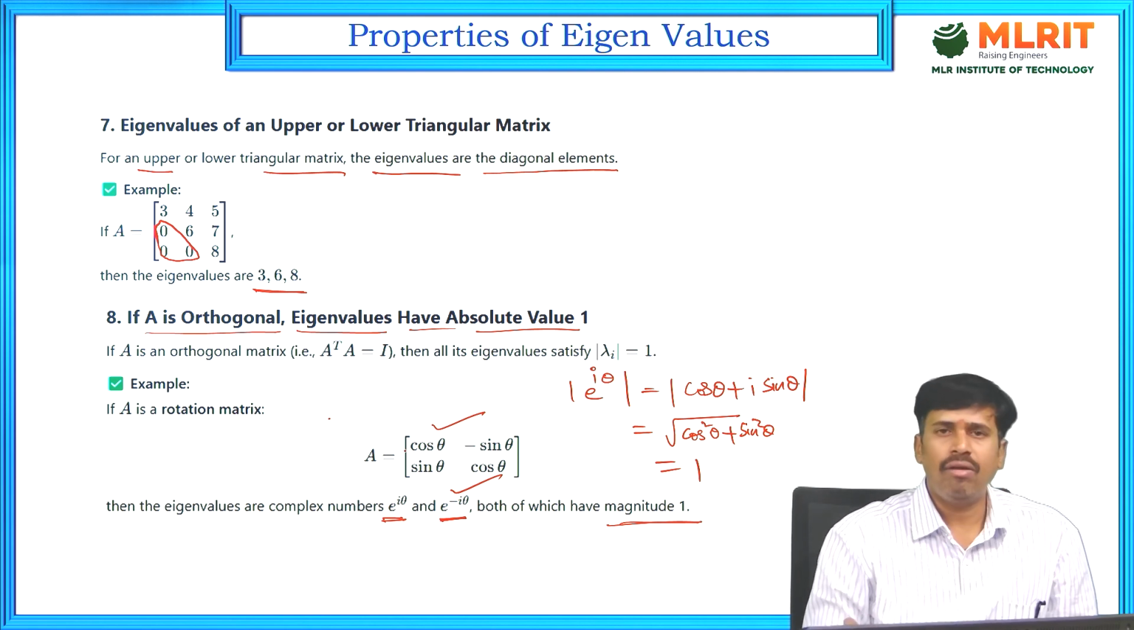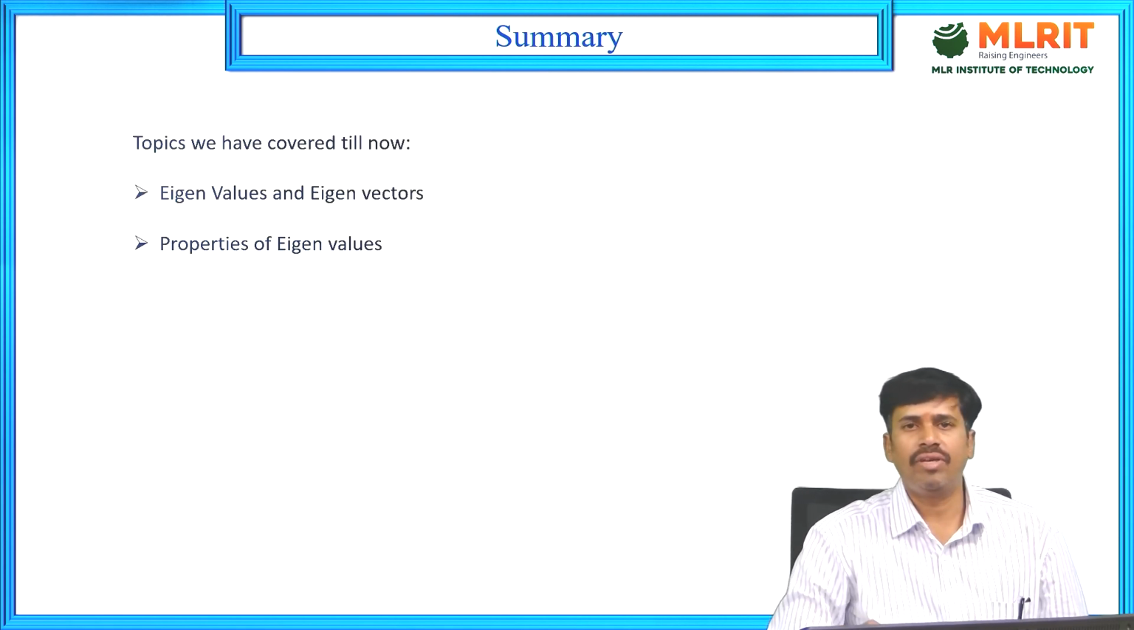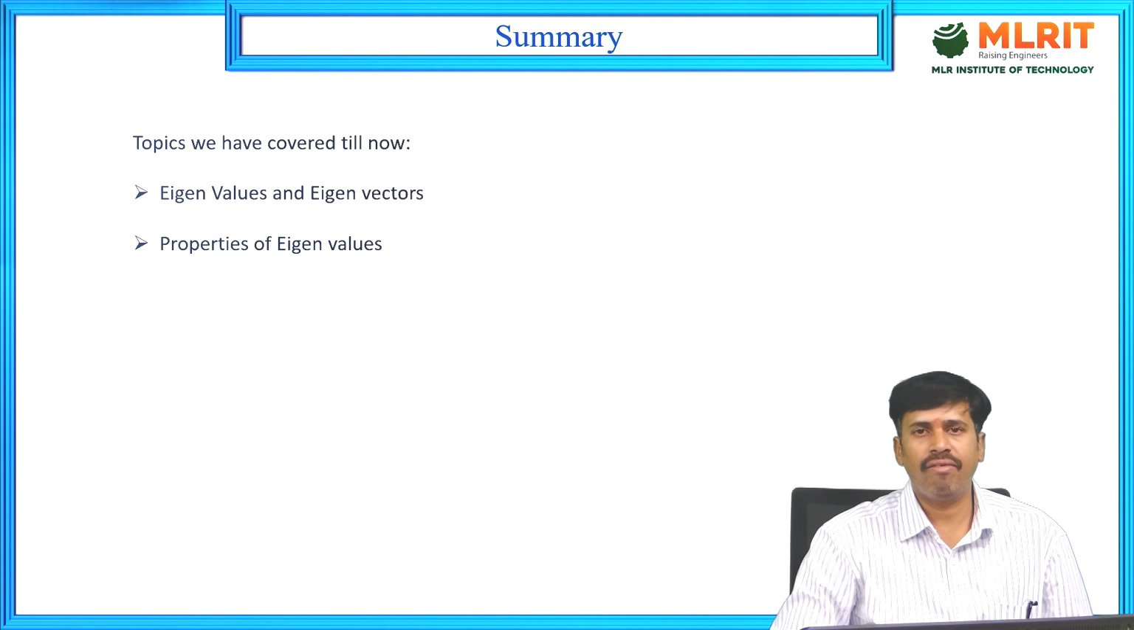So these are the properties of eigenvalues. In this lecture we discussed what eigenvalues and eigenvectors are, and the properties of eigenvalues. In the next lecture we will see more detailed problems on eigenvalues and how to find the eigenvectors.